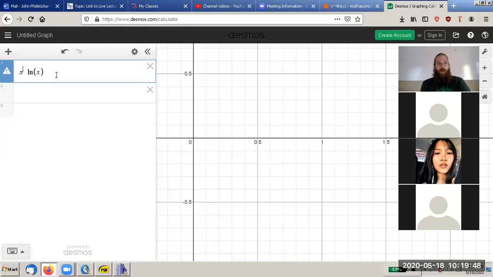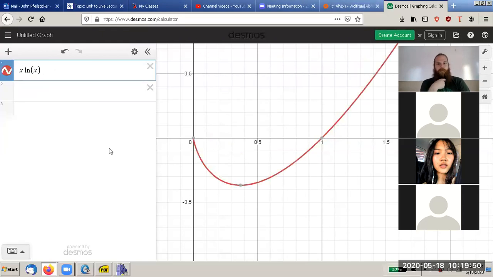What if I just look at x times ln x? Well, again, that dip has gotten bigger because the natural log really wants to go to negative infinity. But it still doesn't want to do that as badly as x wants to go to 0. So the limit would end up being 0.